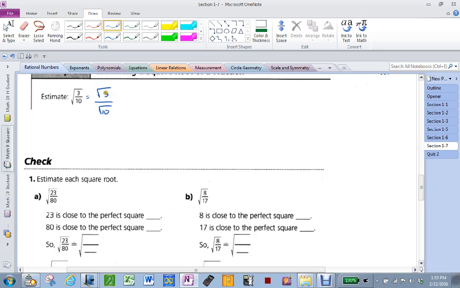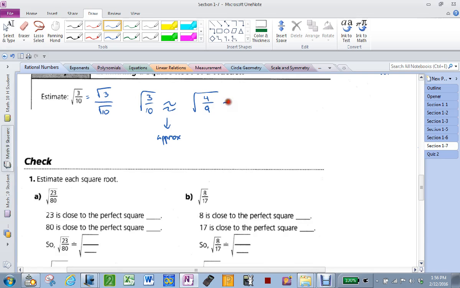Is 3 close to another perfect square? Yeah, 4. So the square root of 3/10 is approximately, that's what that symbol means, approximately, I'm lazy, I'm only going to write approx, the same as 4 over, what's a perfect square that's close to 10? 9. Is everybody cool with that? 3 out of 10, 4 out of 9, they're pretty close, aren't they, in fractions?